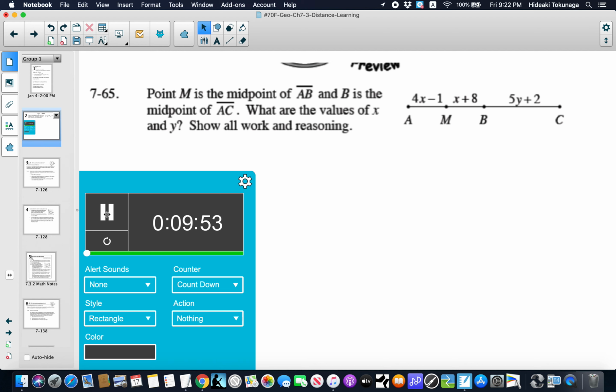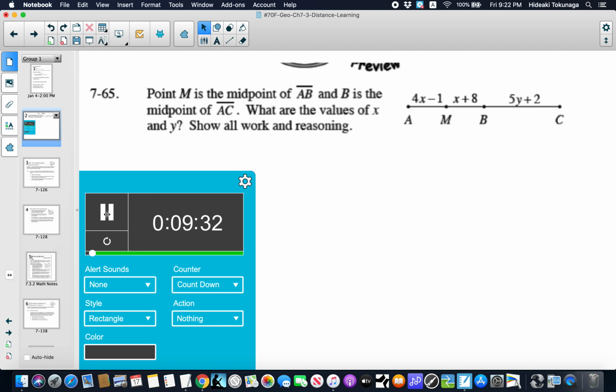You can pause here if you don't have the time, but this is the problem: point M is the midpoint of segment AB, and B is the midpoint of segment AC. What are the values of x and y? Show all work and reasoning. So let's take a look.